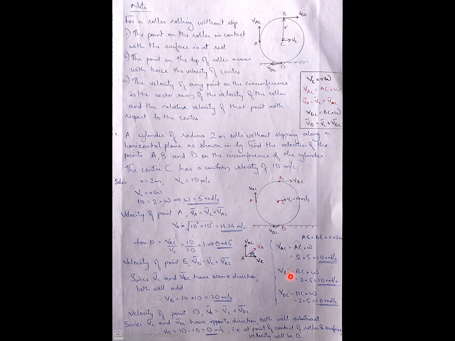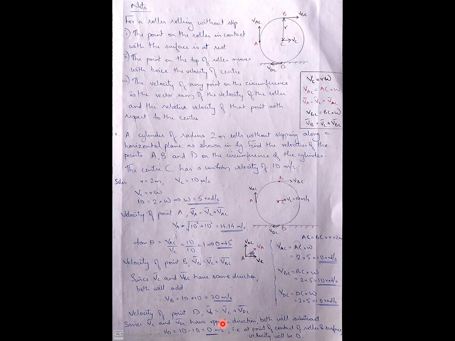Similarly, at point D, how to find it? It is the vector addition of VC and VDC. Now VC is moving towards right and VDC is moving towards left. VDC we already got as 10 meter per second. VC is 10 meter per second. So it is 10 meter per second towards right, 10 meter per second towards left. So finally you will be getting it as 0.